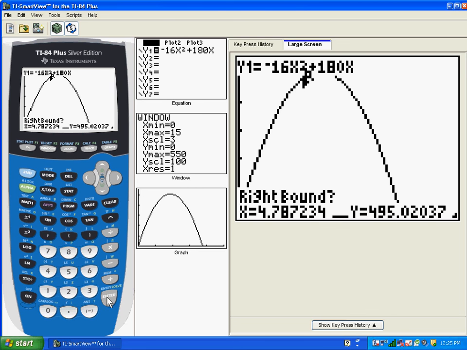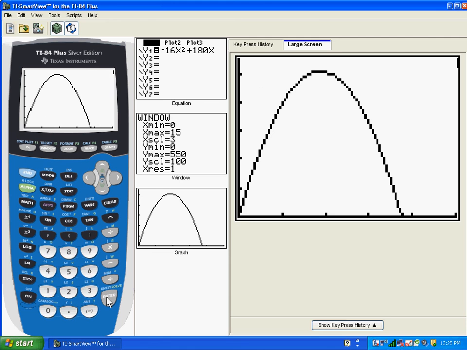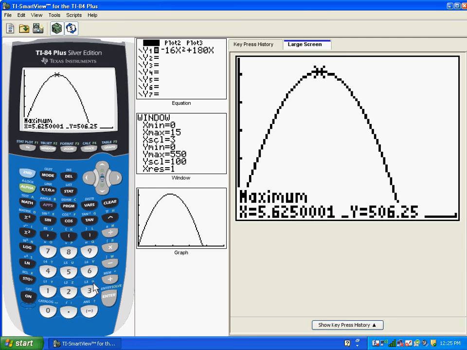Now what we've got to do is find our right side boundary. So we're going to go to the right side, put our little spider to the right side. Okay, we're over there to the right side, probably a little bit further. That looks pretty good to me. We'll hit enter. Now, it always asks us to guess, and what do we usually do? We hit enter, and we know that our maximum point is 506 feet at 5.625 seconds. Very good job, Brittany.